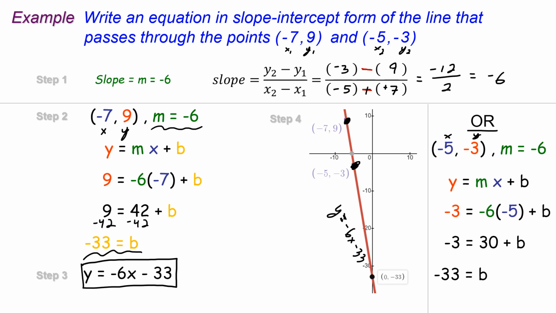Here's the work. And as you notice, you get the same value for the y-intercept, which is b. Okay, so it really doesn't matter which of the 2 points you pick to get the equation.